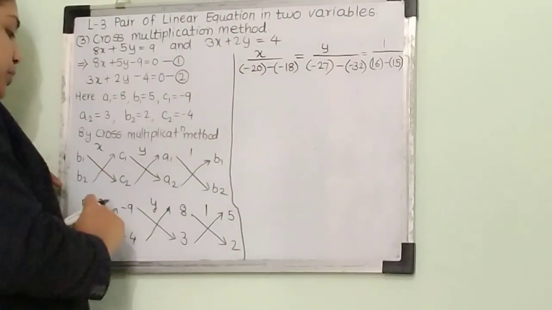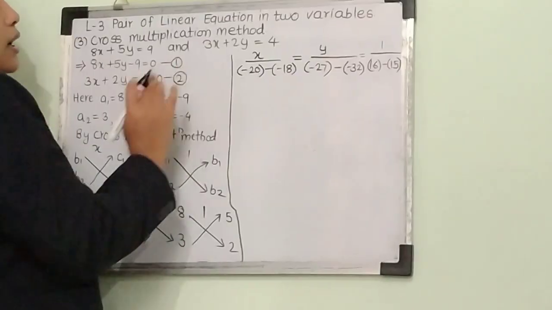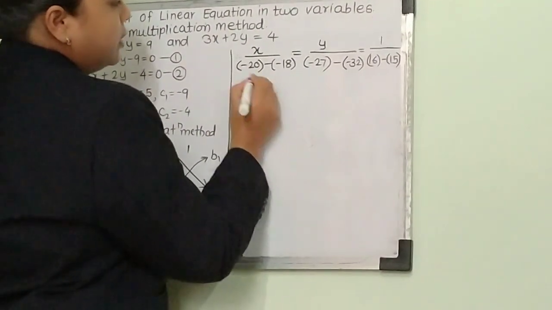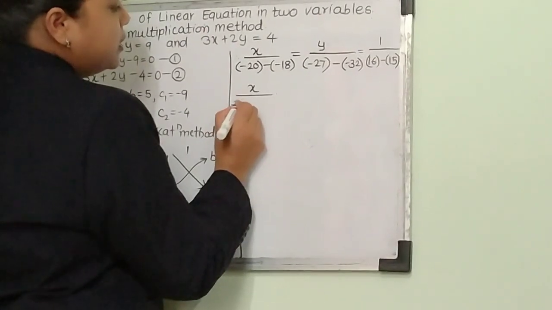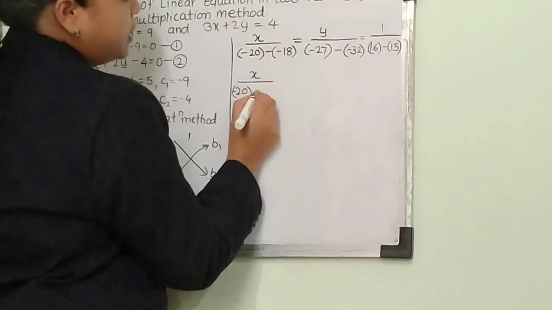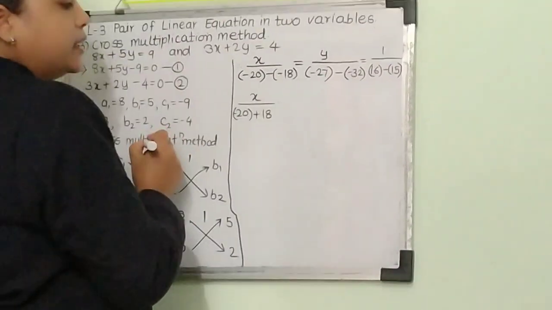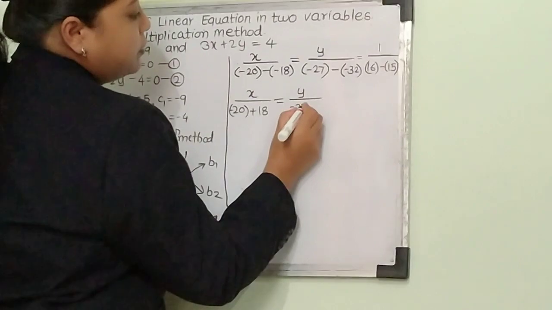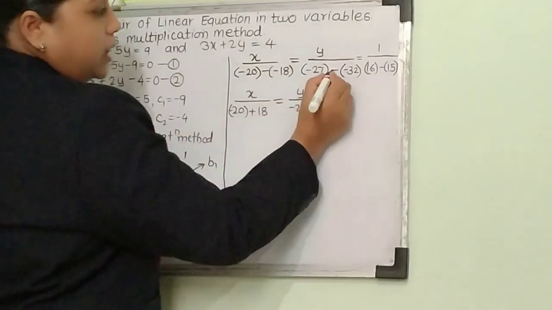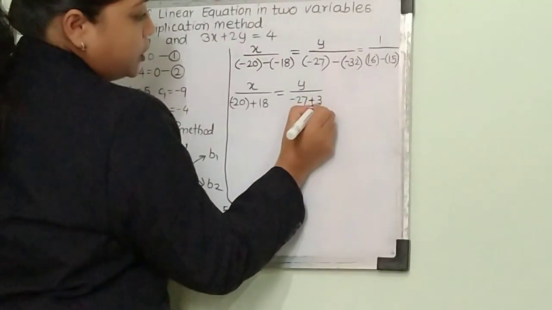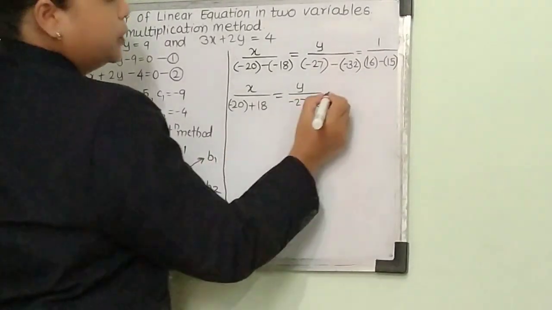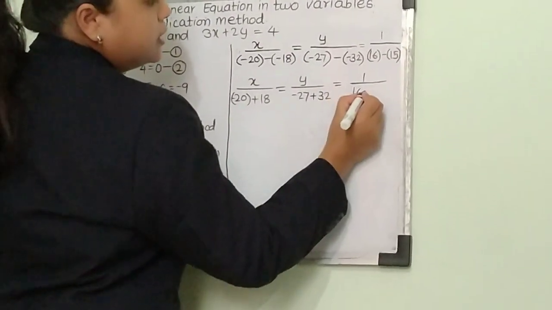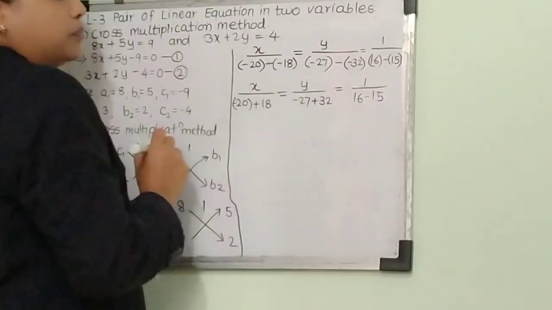So first we have to do the cross multiplication and write it in this form. Then x upon, here this term becomes minus 20, minus minus becomes plus, so I will write here plus 18, equals y upon, this term is minus 27 as it is and minus minus becomes plus, so it will come plus 32, equals 1 upon, here 16 minus 50.